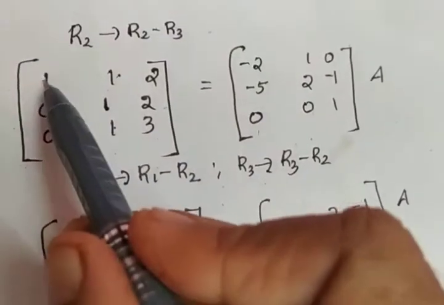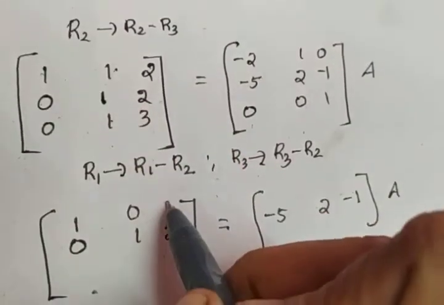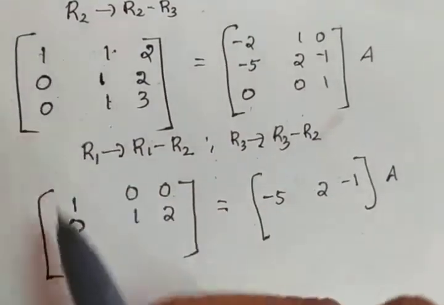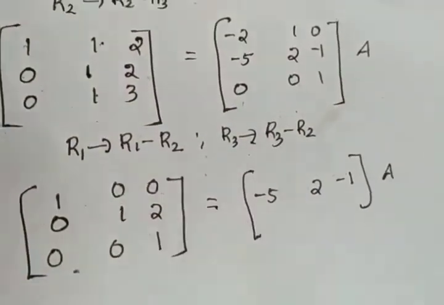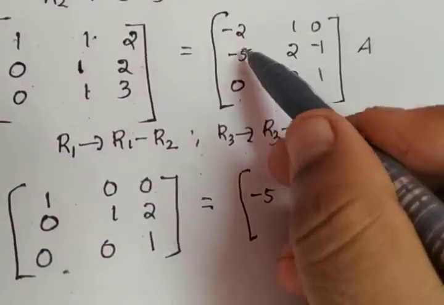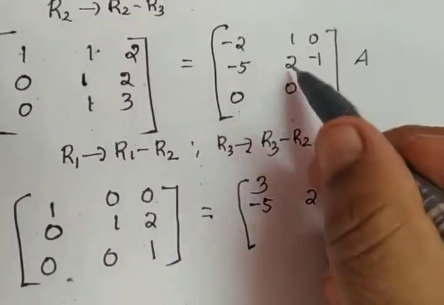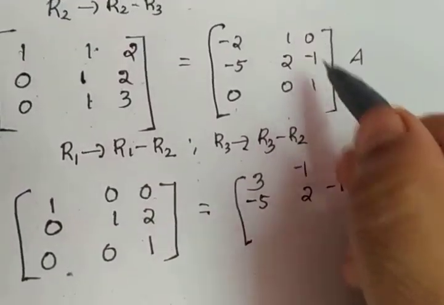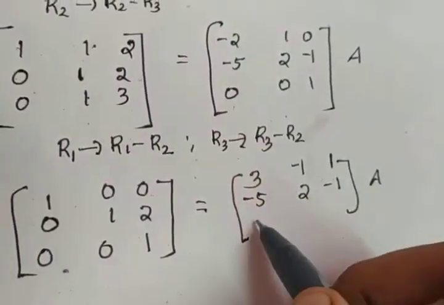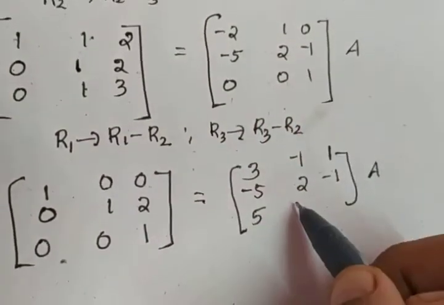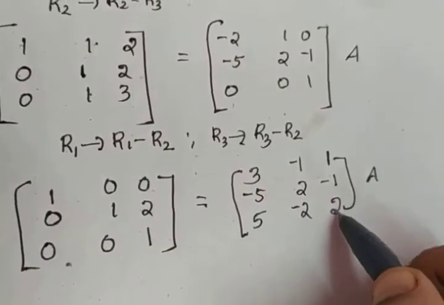R1 minus R2: 1 minus 0 is 1, 1 minus 1, 0, 2 minus 2, 0. And here 0 minus 0, 0, 1 minus 1, 0, 3 minus 2, 1. And again on the right side, minus 2 minus minus 5, that is minus 2 plus 5, which gives you 3. 1 minus 2 is minus 1, 0 minus minus 1 is 0 plus 1, which is 1. Again 0 minus minus 5 is 5, 0 minus 2 is minus 2 and 1 minus minus 1 is 2.